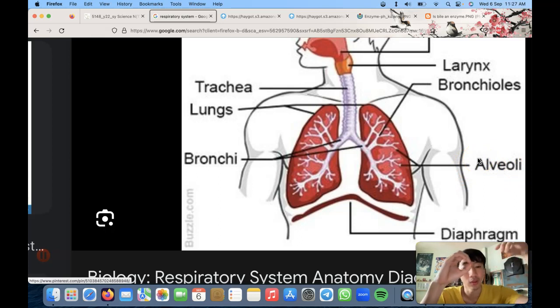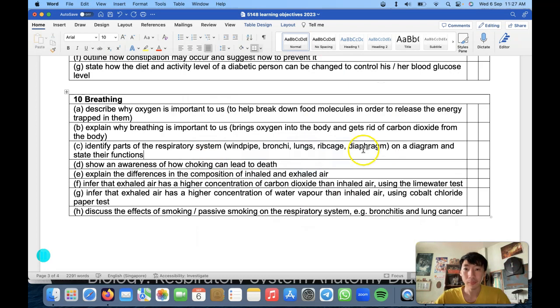This is where the oxygen goes. The oxygen will move in through the windpipe, go through the bronchi, into the bronchioles, all the way to the end where it enters into the air sacs over here. These are the small little red dots over here.